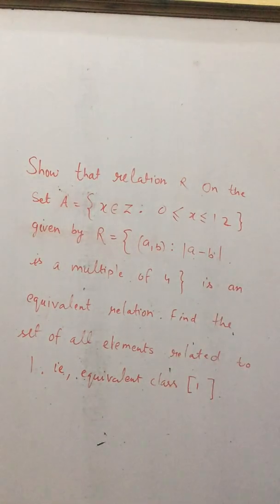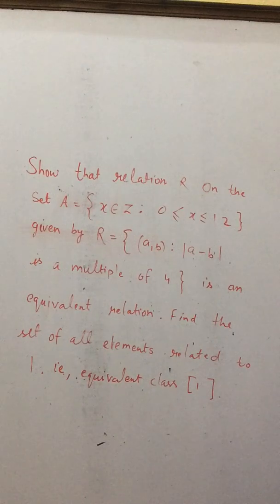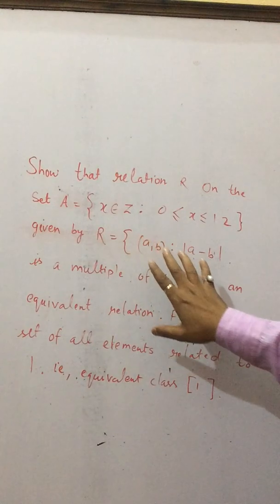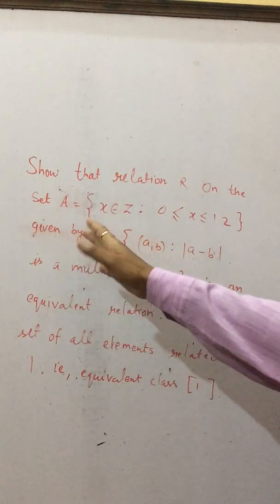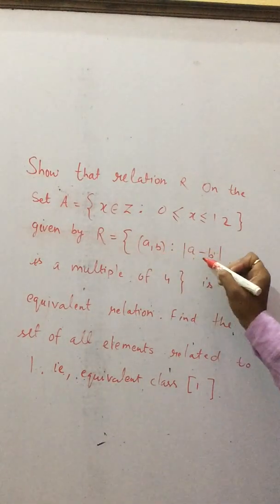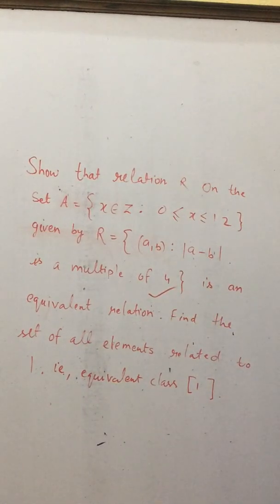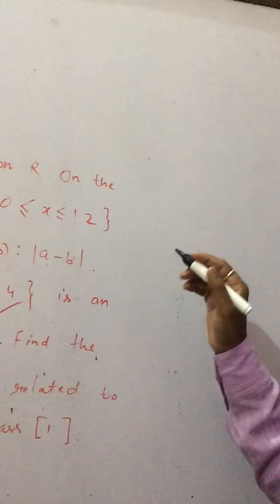So let's solve it. What is given here: A is given with restrictions and the relation is from A to A. It is given that R equal to (a, b) such that mod of a minus b is a multiple of 4. You have to keep it in mind, and let's solve it. So how would you solve this question?